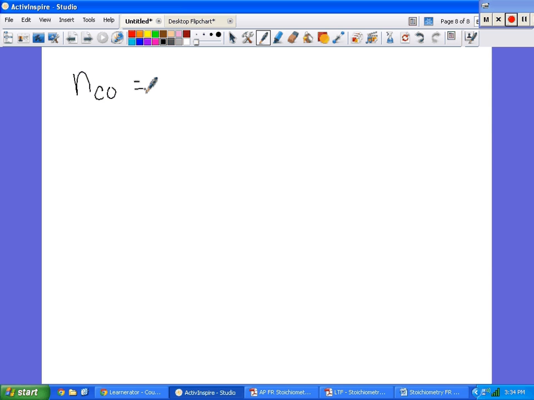What does n stand for? Moles. If I take PV=nRT and rearrange it, try to do it in your head. Does anybody know what it will be in your head? Very good. PV over RT. Okay, that's what it's going to equal. Just algebraically rearranging that thing.